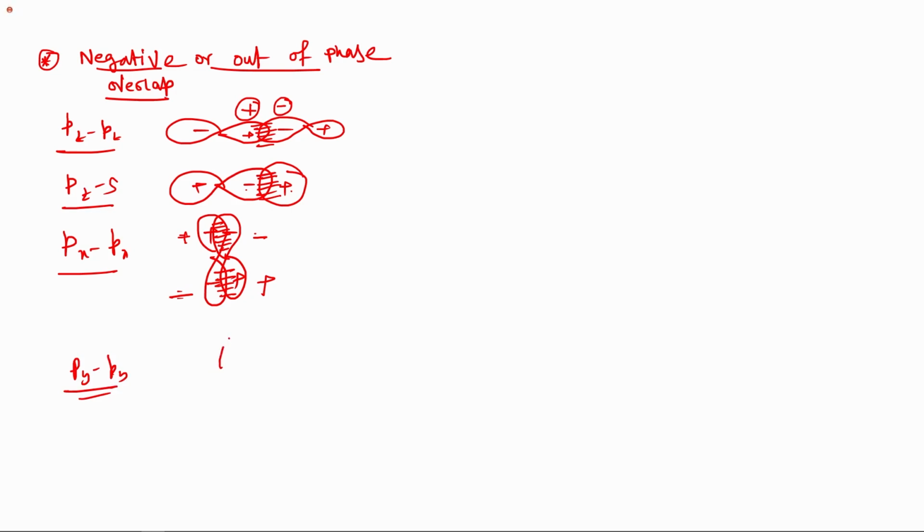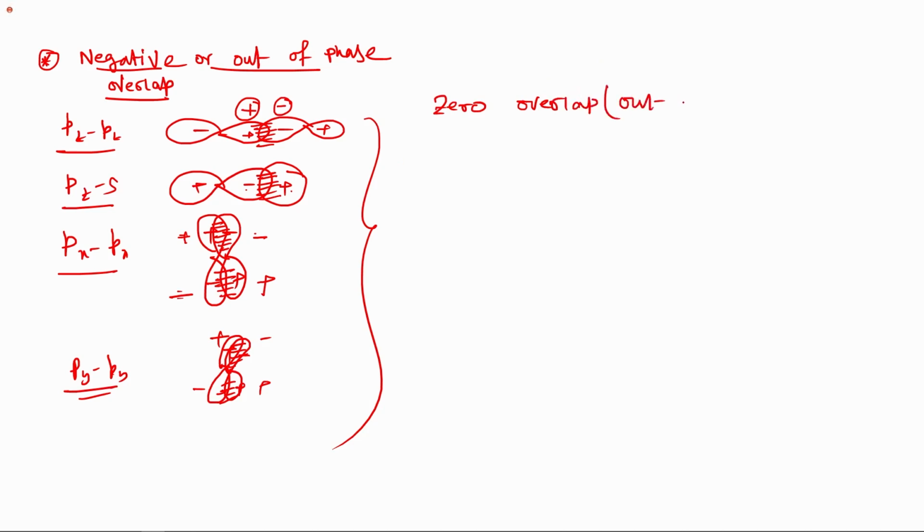And py, how is it? Here also the overlap is forming, but the two phases are different. So these are the negative phase overlaps, and these are the out of phase overlaps. Now I am going to the zero overlap, or you can say this is an out of phase overlap due to different orientation, direction of approach.